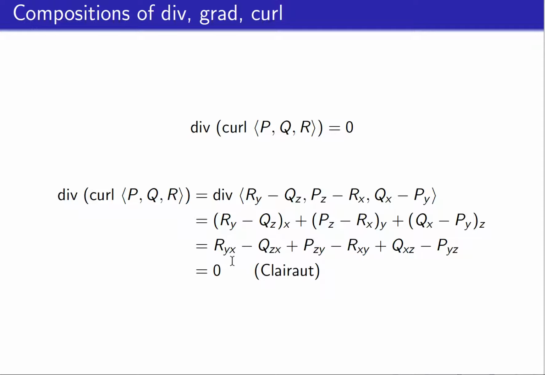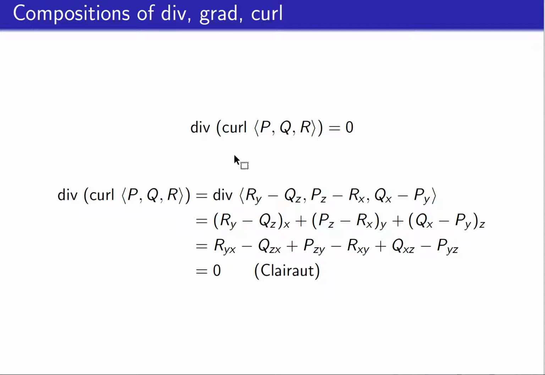And then you see r_yx and r_xy are here. And by Clairaut, these are equal, and so the fact that one has a plus sign and one has a minus sign means they both cancel. And here's q_zx, q_xz, again these cancel, p_zy, p_yz, those cancel, and you get 0. So the div of the curl is equal to 0.